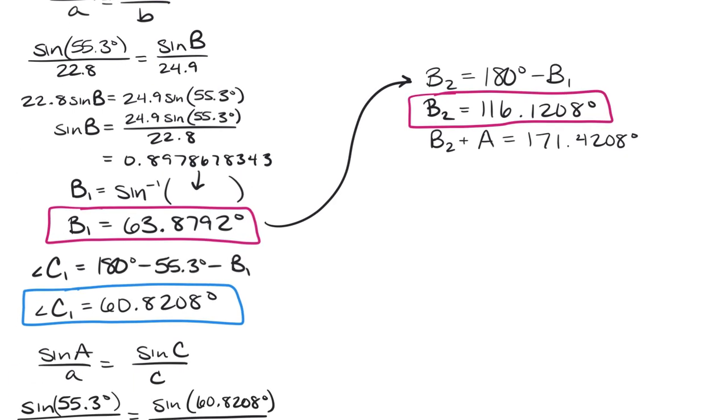A plus B plus C. How did we find big C the first time? Even easier. It's an angle. If we know the angle A, we know the angle B, we just subtract from 180. So we're going to find angle C2 by doing 180 degrees minus 55.3 degrees minus angle B2.